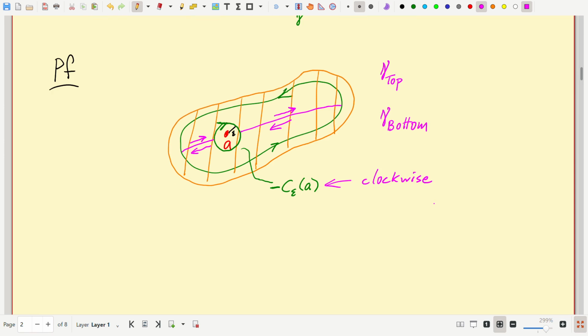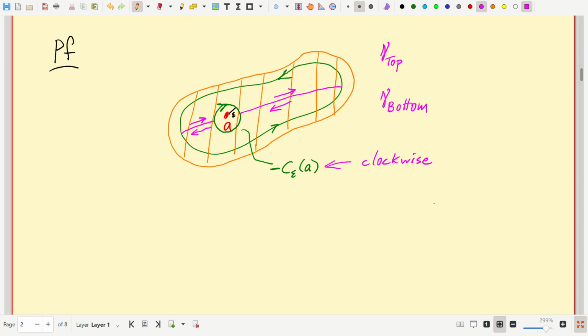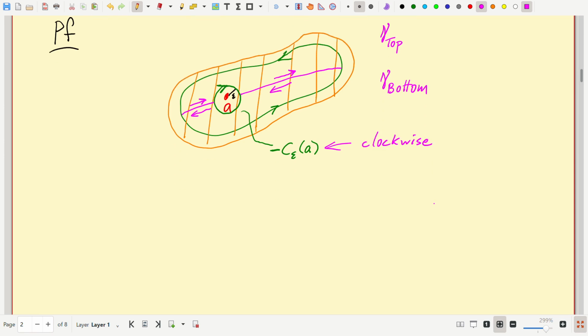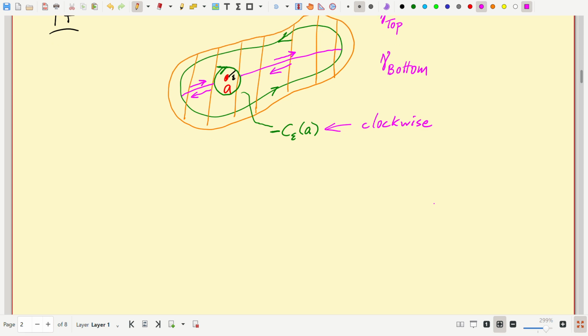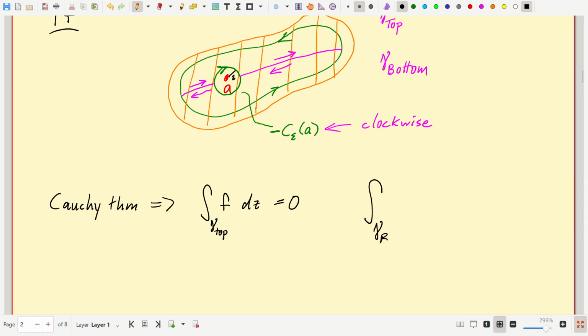And those two, gamma sub top and gamma sub bottom, are simple closed curves inside of gamma. And so that means the Cauchy theorem implies the integral of f around gamma sub top is 0, and the integral around gamma sub bottom is equal to 0.